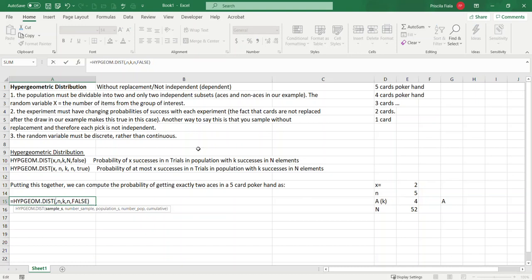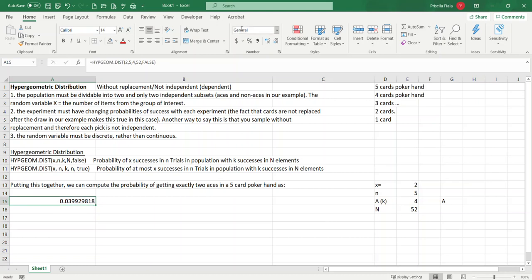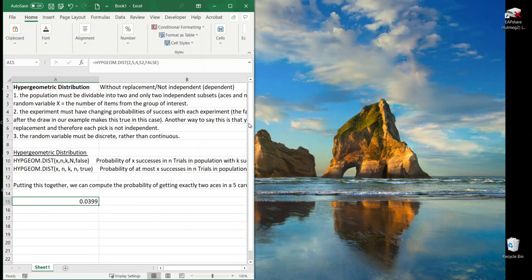So let's substitute. Let's look at over here. Okay, so X is 2, N is 5. My K, which is, I have 4 aces, right? Hearts, clubs, diamonds, and spades. So that's 4 in a total possible 52, and I don't want it to accumulate. I don't want it to be a cumulative number. I want exactly 2. What is my probability? It's going to be 0.399. Let's see if we are correct.